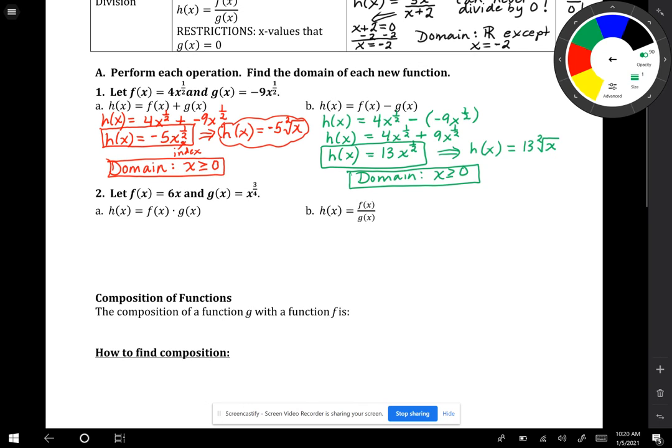Now, in our next example, we are going to multiply. So h of x equals 6x times x to the 3/4. So remember, x does have an exponent, and it is to the first power. So we can multiply that 1 over 1 and write it as 4 over 4, so it has the same denominator as the 3/4. And when you have the same base, you add the exponents.